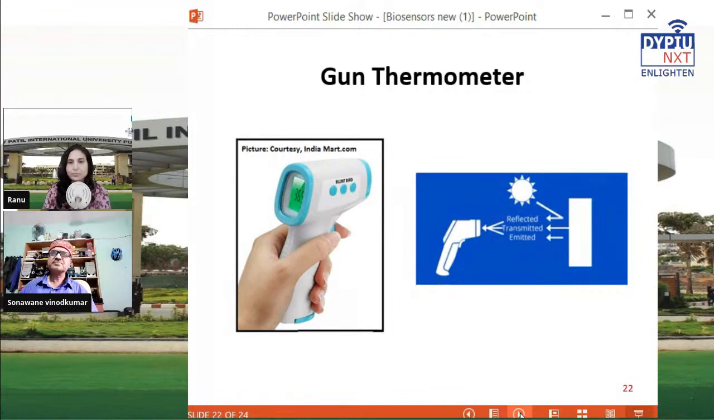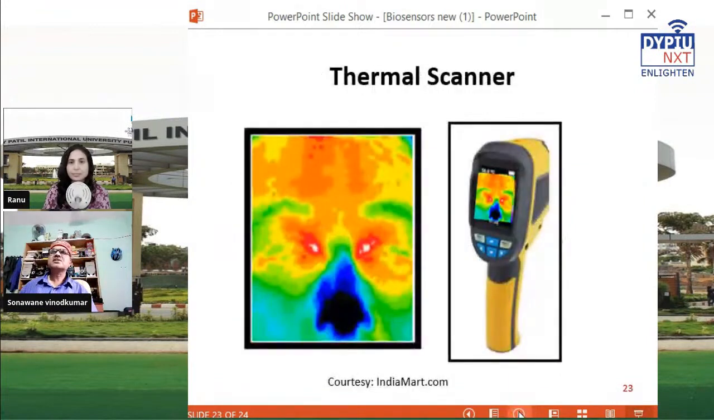Next. Yes. So this is again a thermal scanner. The thermal scanner devices look similar to the gun thermometer I have shown. But here, it is a wide screen which gives the thermal chart, the thermal graph, of the human being whose temperature you identify.